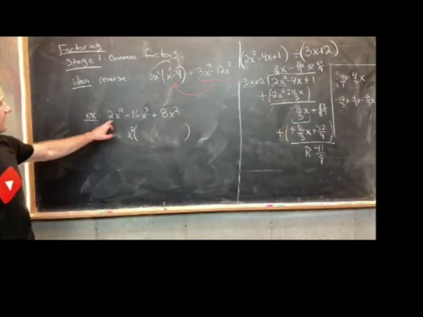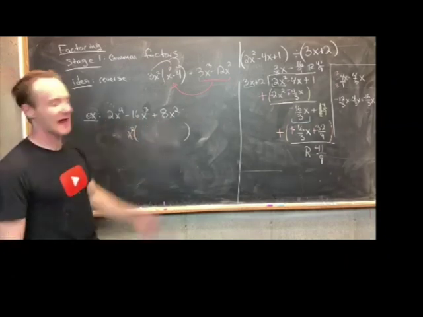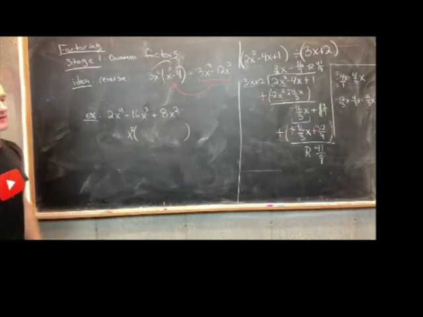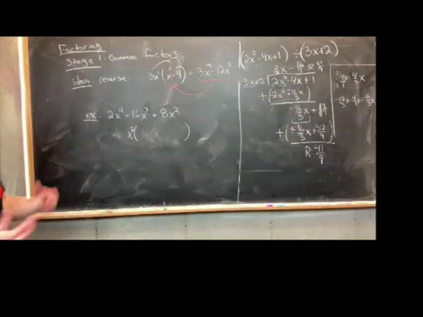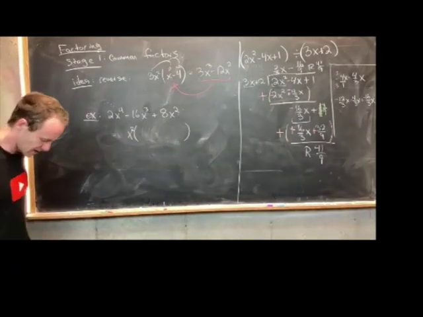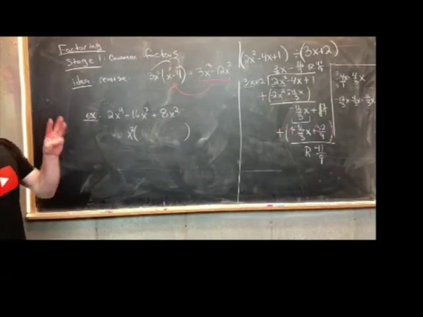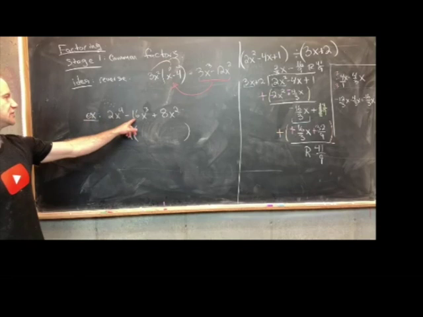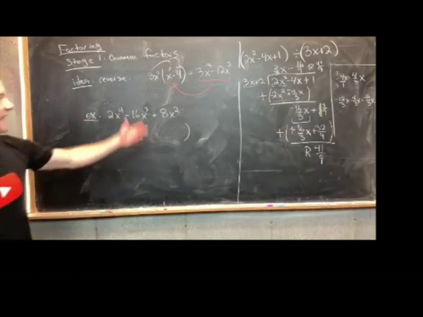Now we look at the coefficients. So we've got 2, 16, and 8. And we look at just the standard greatest common divisor, or highest common factor, sometimes it's called, of those 3 numbers. So that would be 2. So 2 divides 2, 2 divides 16, and then 8 is divisible by 2 also.